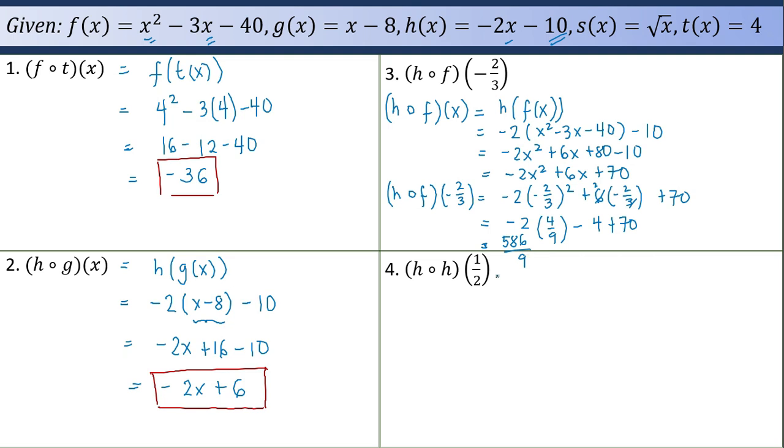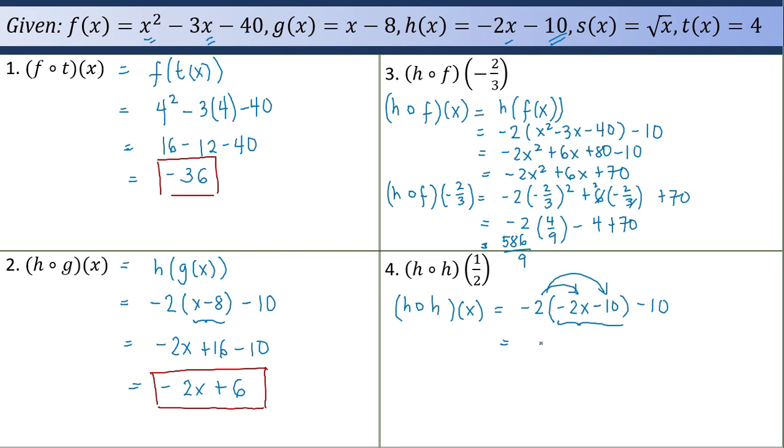Number 4, we have h circle h of 1/2. Yes, pwede yan, na ang isang function ang magko-compose sa kanya ay ang sarili niya. So again, isolve muna natin ang h circle h of x. What is h of x? H of x is negative 2x minus 10. So negative 2, tapos yung x niya is magiging sarili niya, which is negative 2x minus 10. Okay? So, ito yung kanyang x na naging negative 2x minus 10. So, distribute.